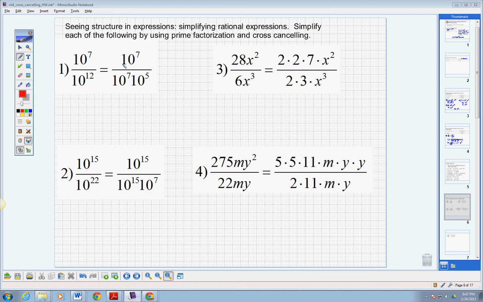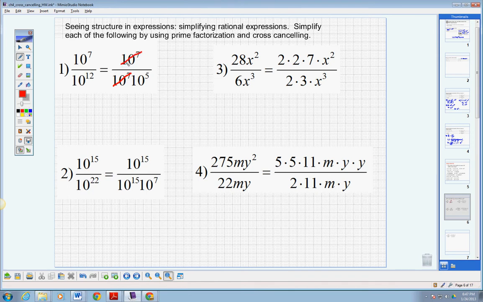I'm going to show you how to use cross-canceling here. We look at 10 to the 12th a different way. 10 to the 12th power can be written as 10 to the 7th times 10 to the 5th. Understand, you would have 10 multiplied by itself 7 times and 10 multiplied by itself 5 times. If you were to look at that as one long multiplication problem, that would be 10 multiplied by itself 12 times. The reason why I wanted 10 to the 7th is so I could cross cancel it.